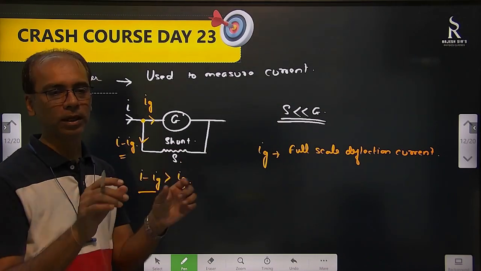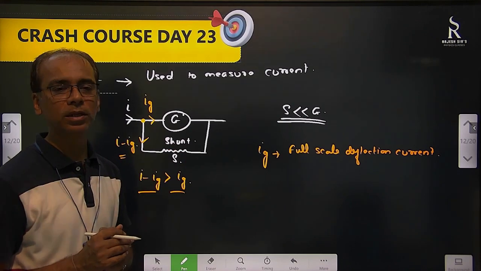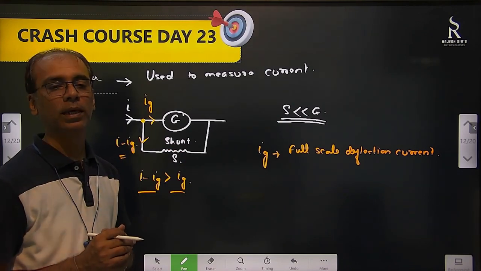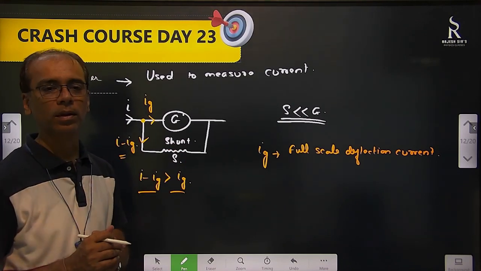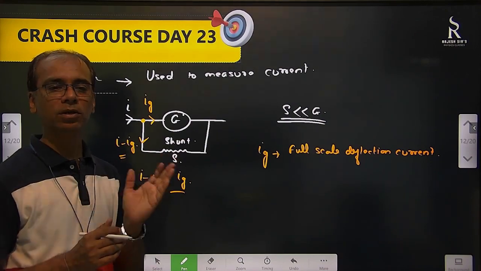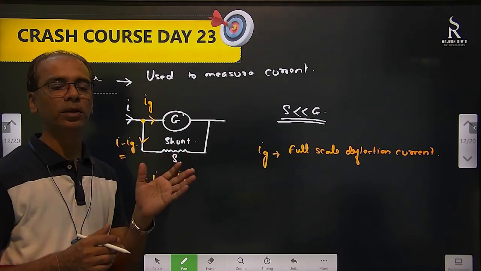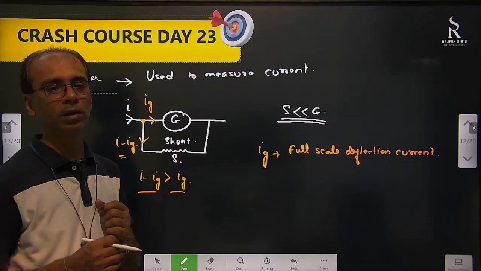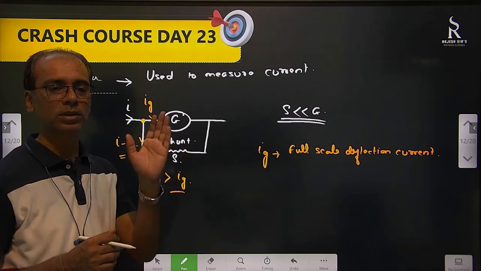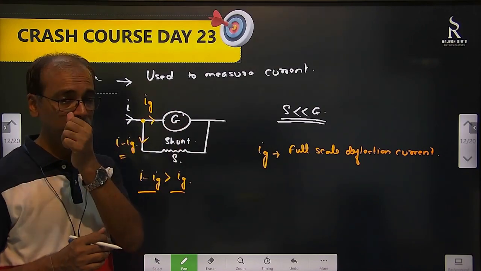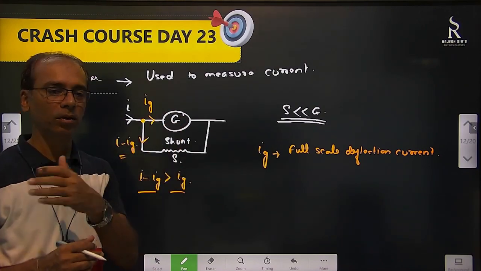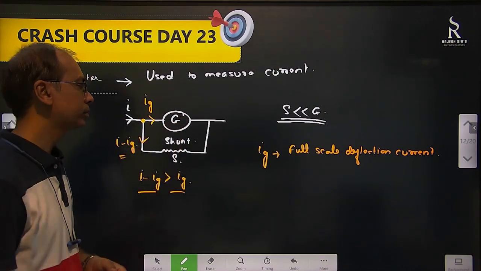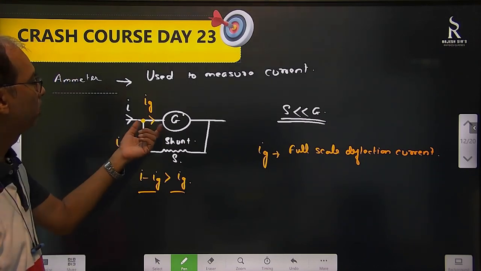The dial will be the same, because the ammeter is not as sensitive as the galvanometer. So the ammeter we will be using for measuring larger values only. If the galvanometer is giving you a deflection of 0.01 ampere, the ammeter will not show that, because its scale will start from a higher value, 1 ampere and so on. Fine.